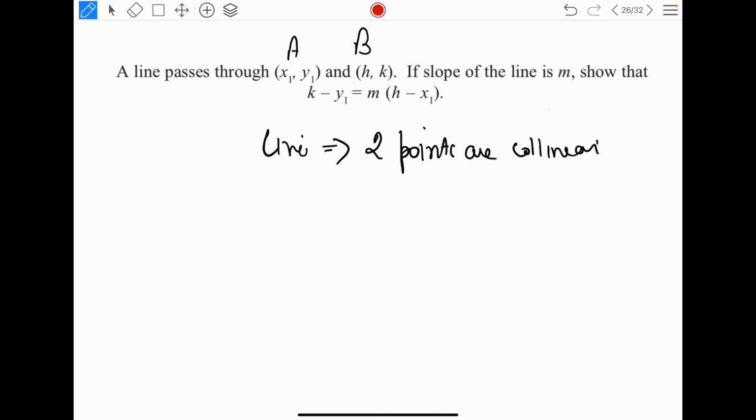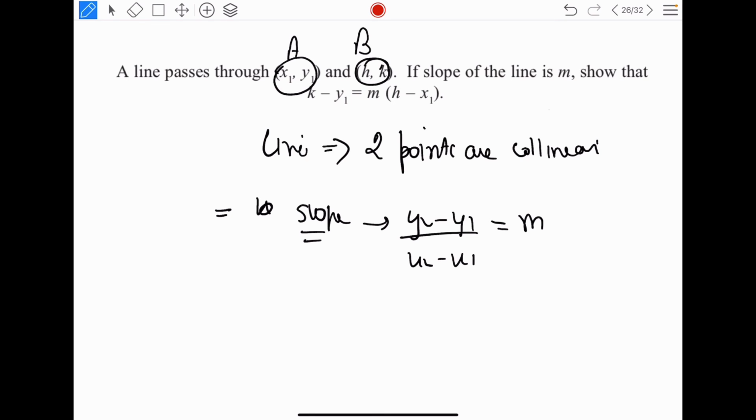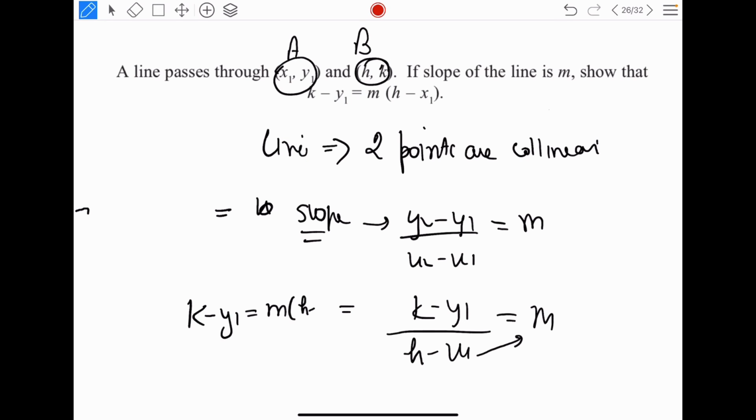If these 2 points are collinear, the slope of the line through these points is m. What is the slope? If a line is passing through 2 points, the slope of the line will be y2 minus y1 upon x2 minus x1, and that is given to me as m. Let's take the point as h and k, and the other as x1 and y1. That means k minus y1 upon h minus x1 is equal to m. So you can easily cross multiply and you will get k minus y1 is equal to m times h minus x1, hence proved.